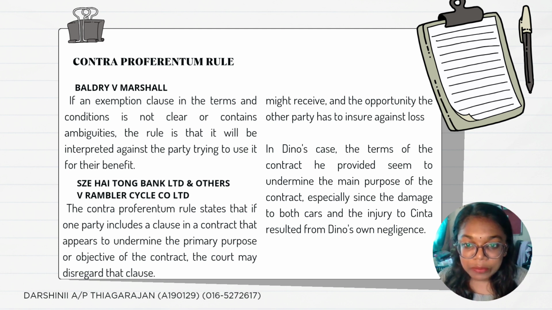The contra proferentem rule states that if one party includes a clause in a contract that appears to undermine the primary purpose or objective of the contract, the court may disregard the clause. This principle is used in the case of Shanghai Tong Bank Limited and others against Rambler Cycle Co. Limited. In Dino's case, the terms of the contract he provided seem to undermine the main purpose of the contract, especially since the damage to both cars and the injury to Chinta resulted from Dino's own negligence.